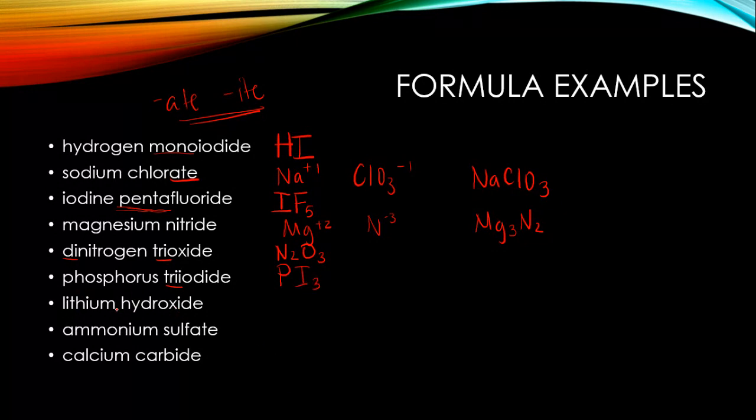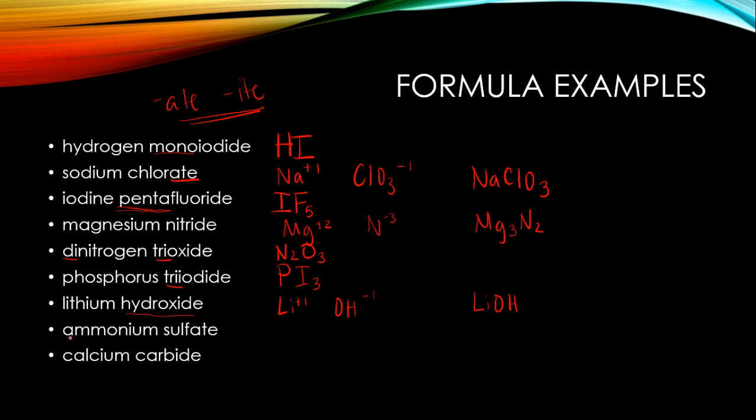Lithium hydroxide. I don't see any prefixes, so it means we've got math to do. Lithium is a +1 using the periodic table, and hydroxide is a polyatomic ion. If you look it up, it's 1 negative. So that means +1 and 1 negative. They cancel each other out already. Our final formula is LiOH.